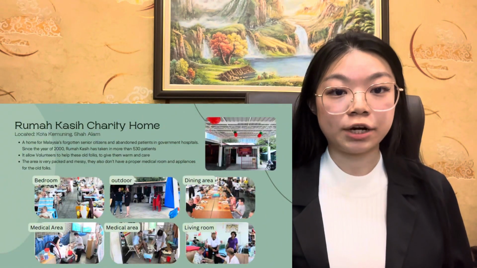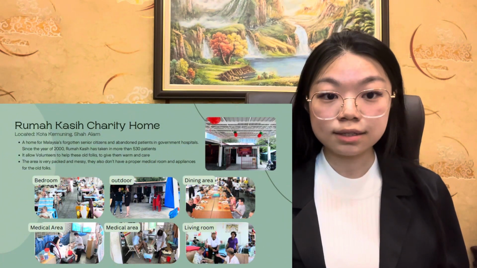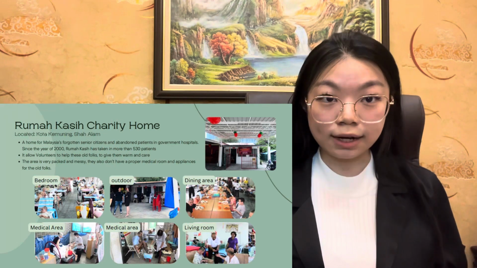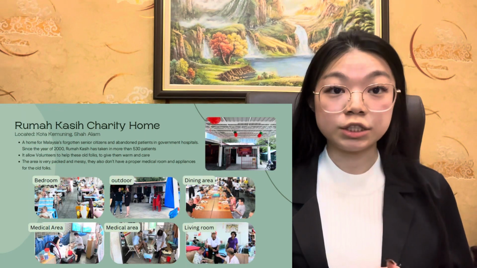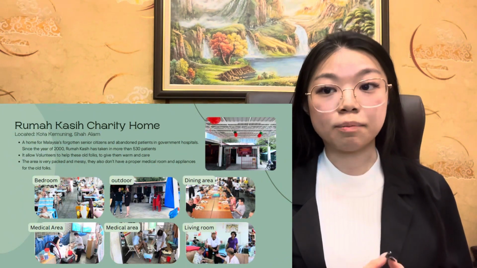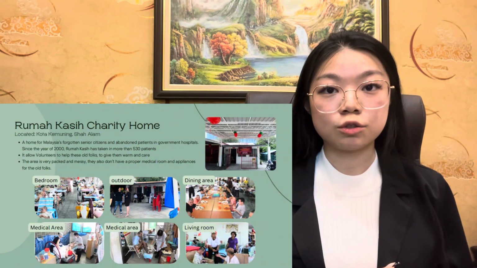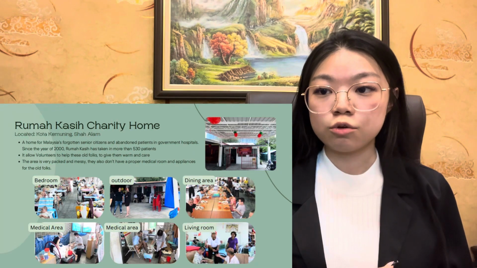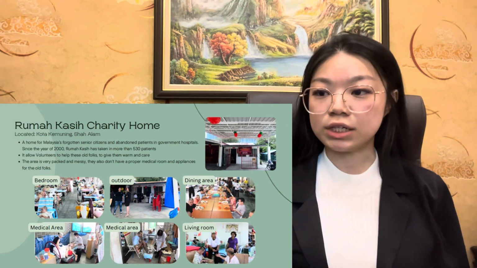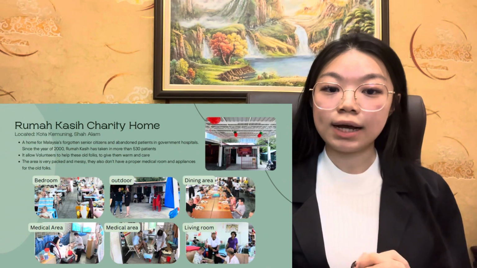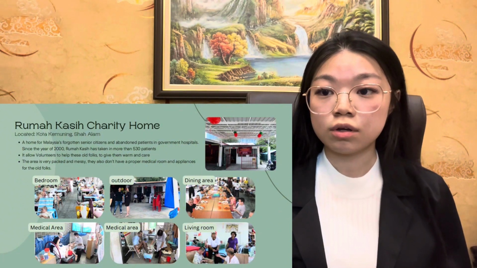This is Romakase Charity Home, which is my client. It is located at Kota Kemuning and it is only a one-story house. It is a home for Malaysia's forgotten senior citizens and abandoned patients in the government hospitals. And since 2000, Romakase has taken in more than 530 patients. Romakase also allows volunteers to give the old folks warmth and care.